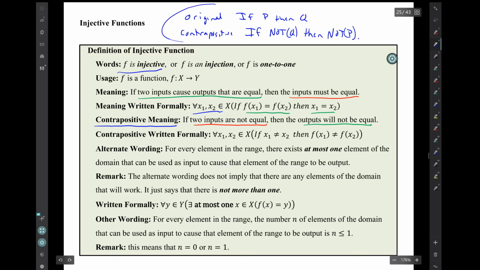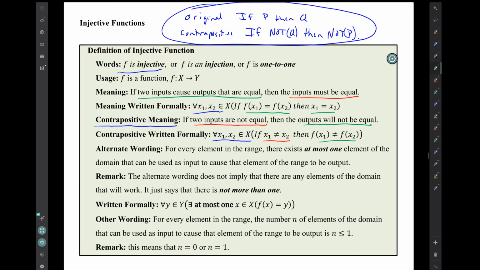The contrapositive is you reverse the order of P and Q and you put negations on both of them. So the contrapositive written formally is this. For all x1 and x2 in set capital X, if x1 is not equal to x2, then f of x1 is not equal to f of x2.